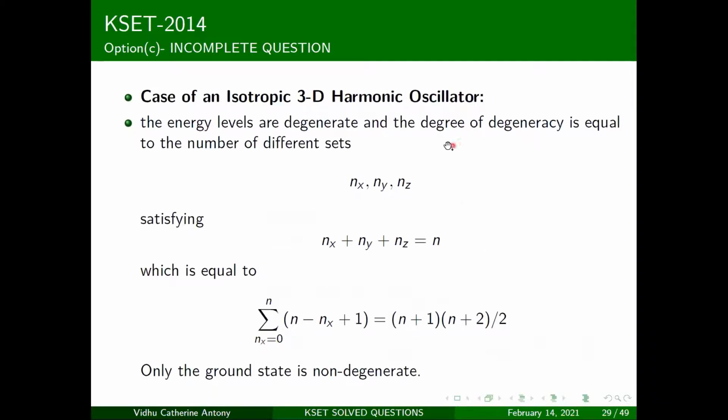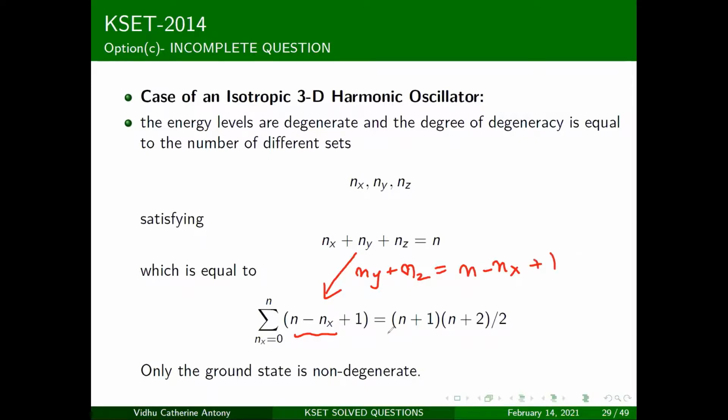Now let's look into the isotropic three-dimensional harmonic oscillator. In the case of isotropic three-dimensional harmonic oscillators, the energy levels are degenerate, and the degree of degeneracy is equal to the number of different sets that you have. So you have nx, ny, and nz because it's three-dimensional, and you add all of them up and you get n. Once you start doing the calculations, ny plus nz is equal to n minus nx. That's what you substitute here, and you do a plus 1.